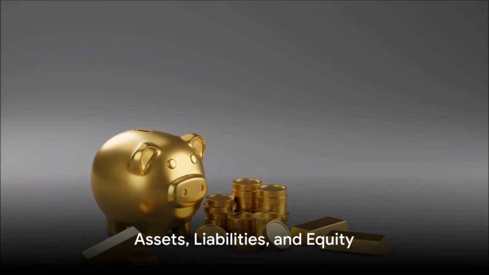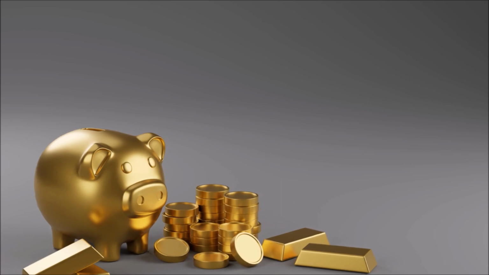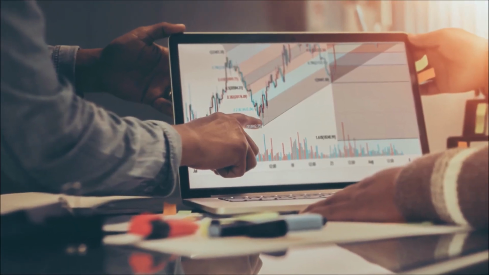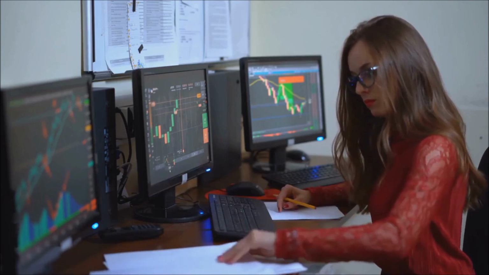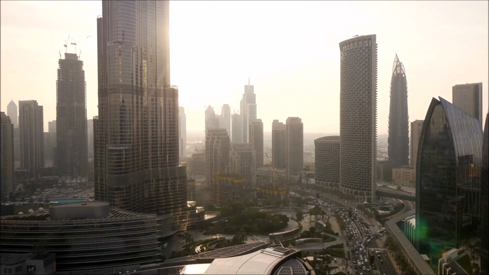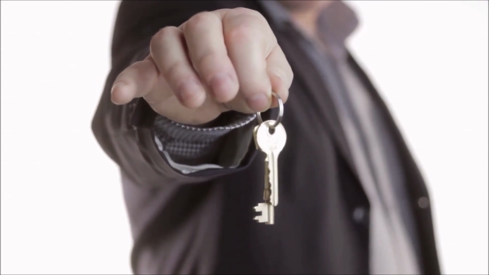Have you ever wondered what assets, liabilities, and equity mean? In simple terms, assets are anything you own with value. It could be a car, a house, or your favorite pair of shoes. Liabilities, on the other hand, are what you owe to others. If you borrow money to buy those shoes, that's a liability.